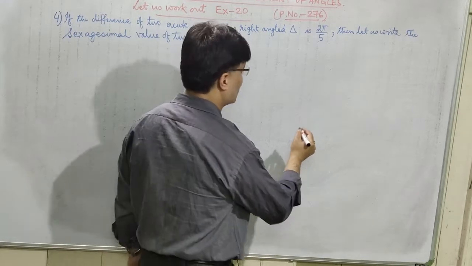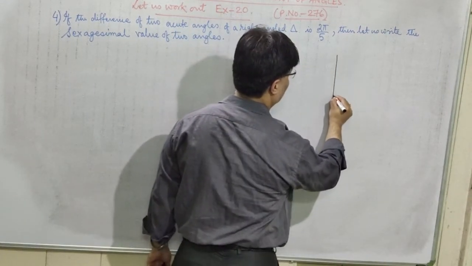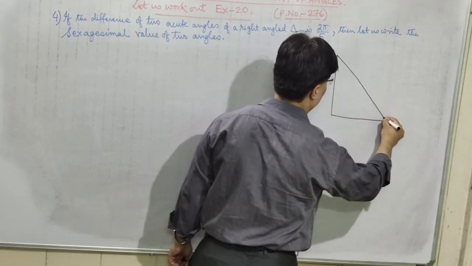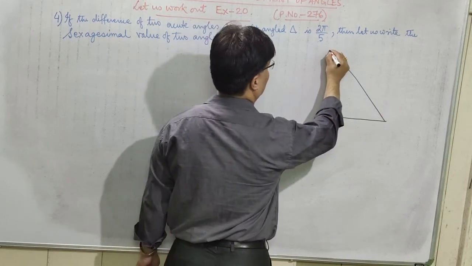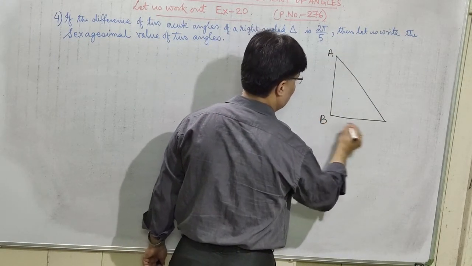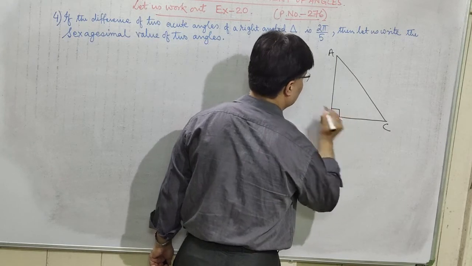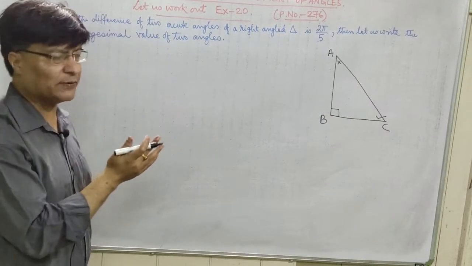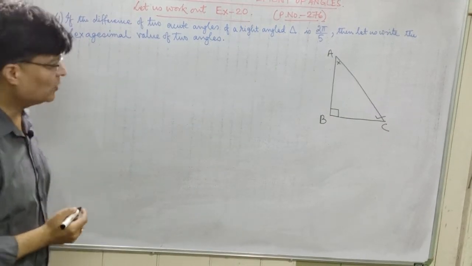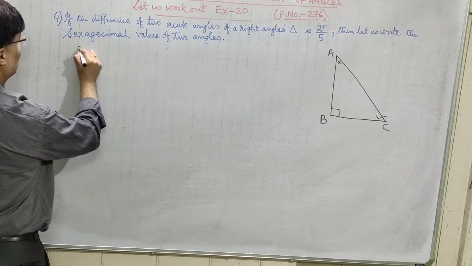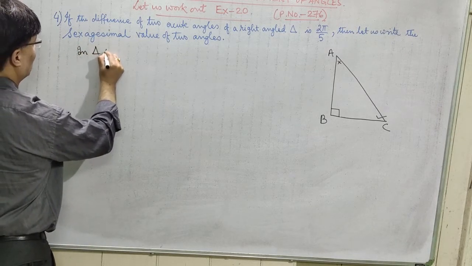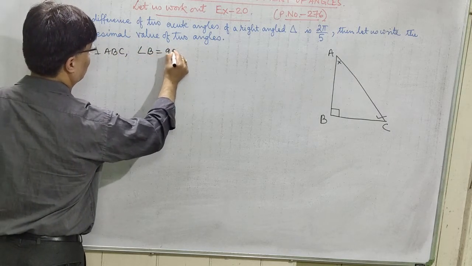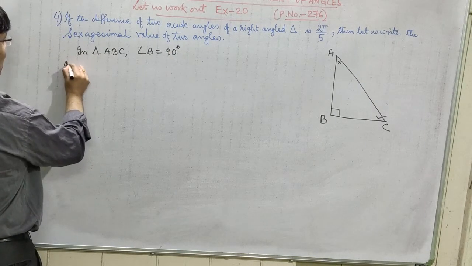Okay? So let us draw the figure now. Let us draw the right angle triangle. So you know that this is a right angle triangle, ABC, and this is your 90 degrees. And these two angles are the acute angles. Their difference is given in terms of radian, that is 2 pi by 5. So in triangle ABC, angle B is equal to 90 degrees. And the other two angles are acute angles.